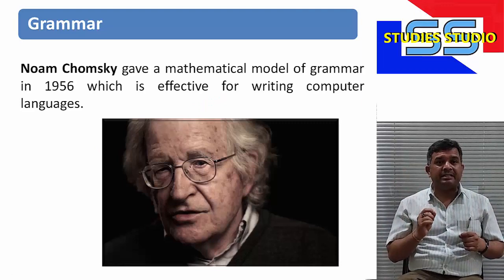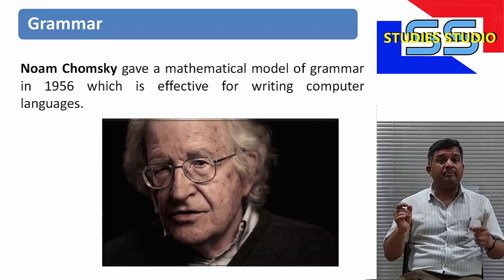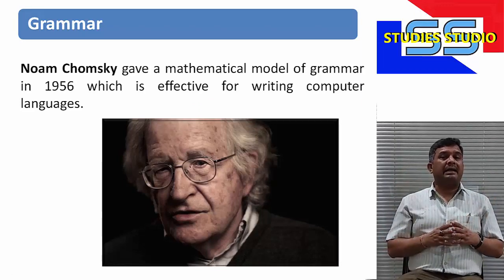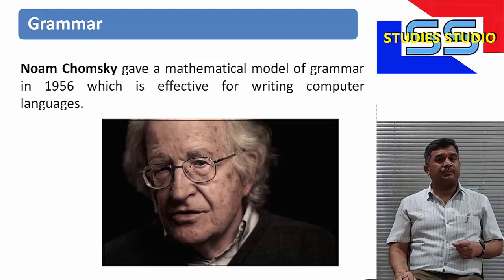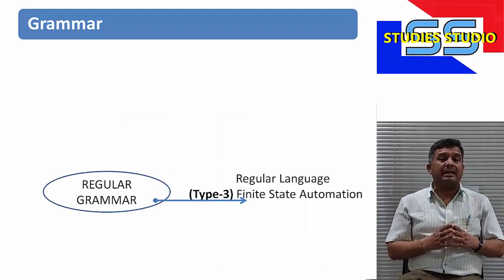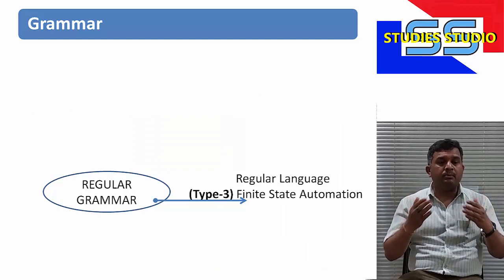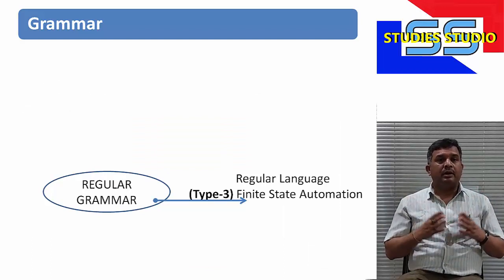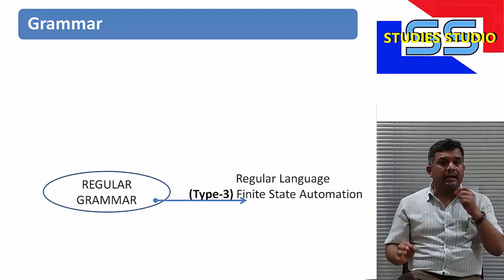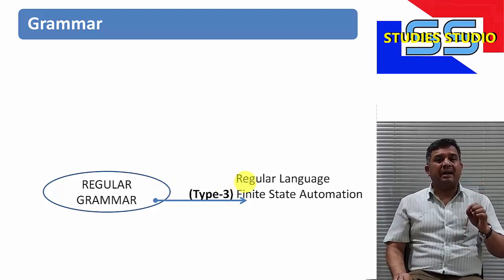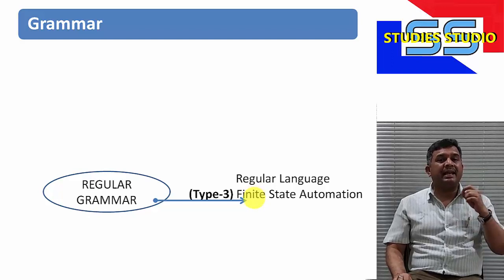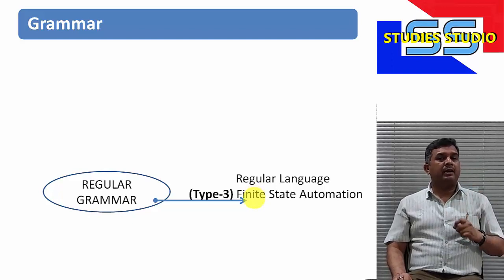In 1956, Noam Chomsky gave a mathematical model for grammar, which is very effective for writing computer language. When we are talking about regular grammar, according to Noam Chomsky hierarchy of grammar, regular grammar is the type 3 grammar, which is having regular language and it is accepted by a finite automaton.